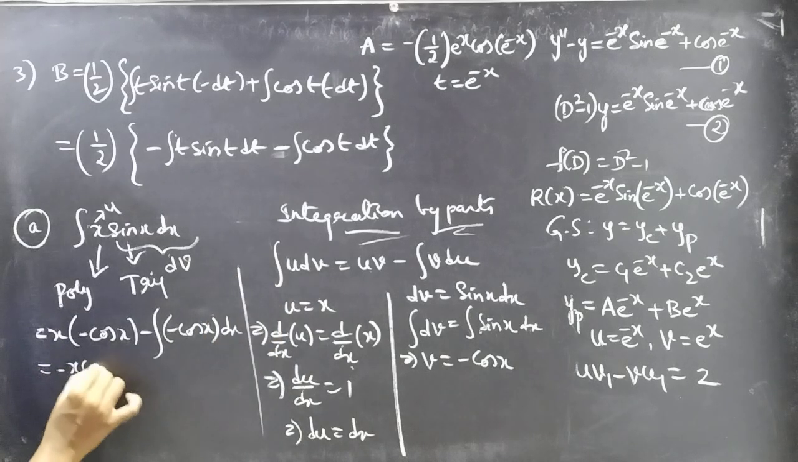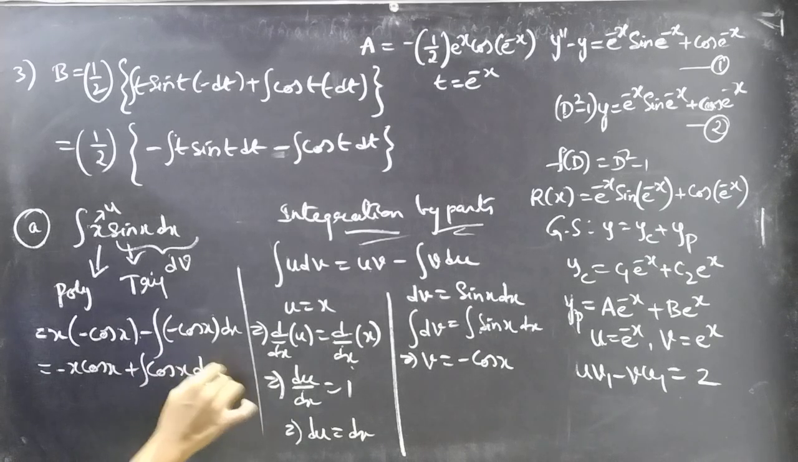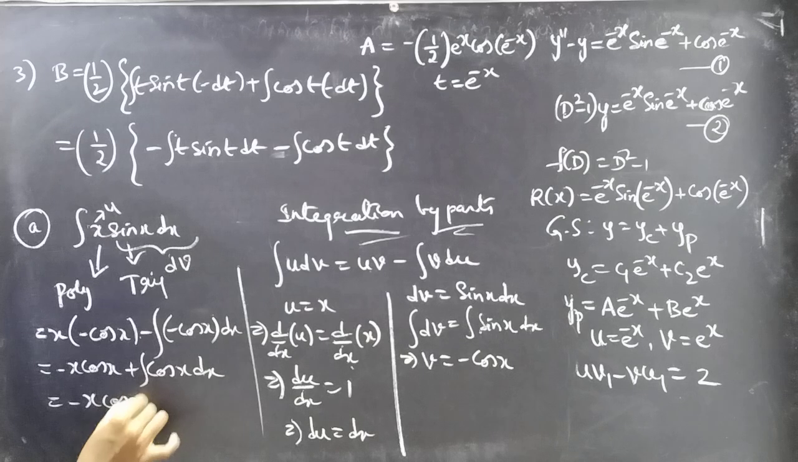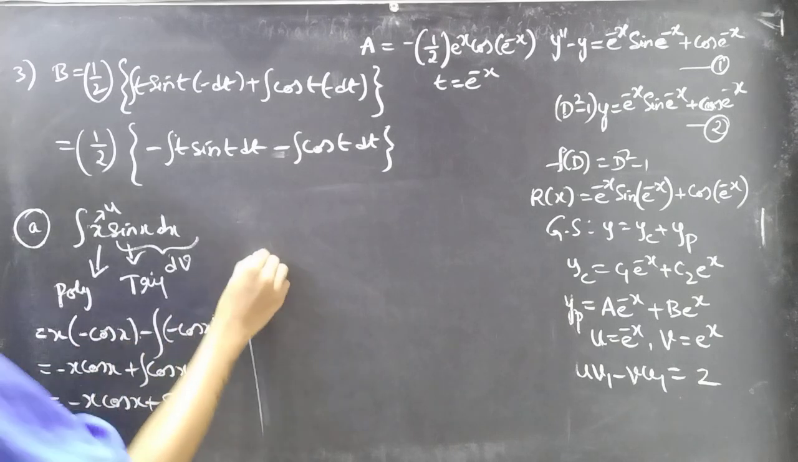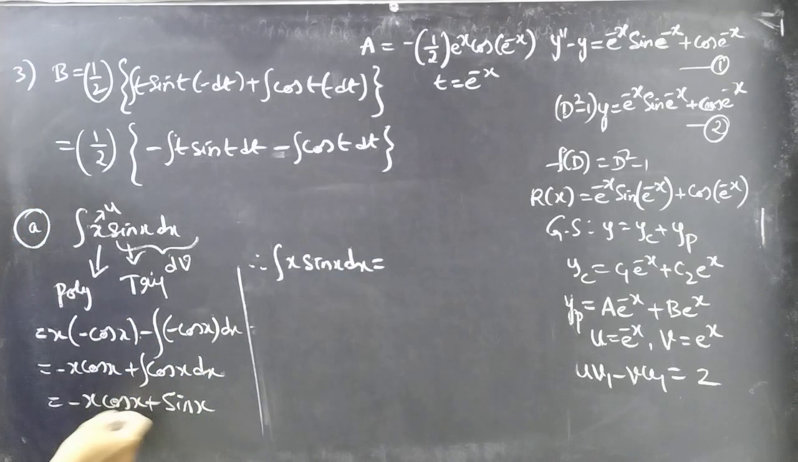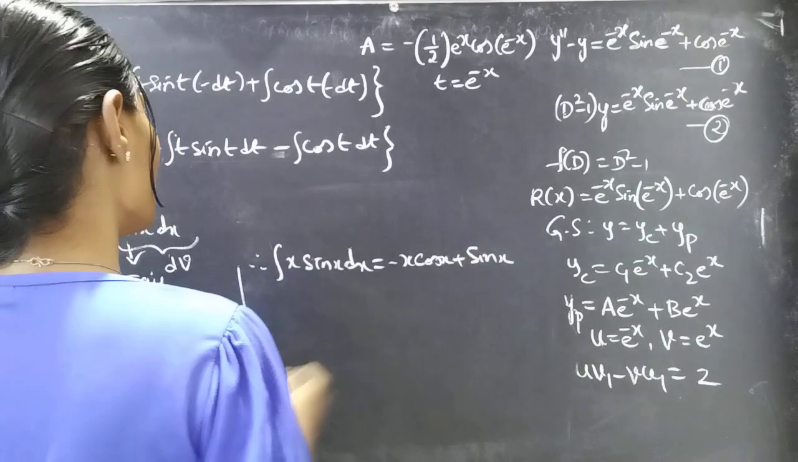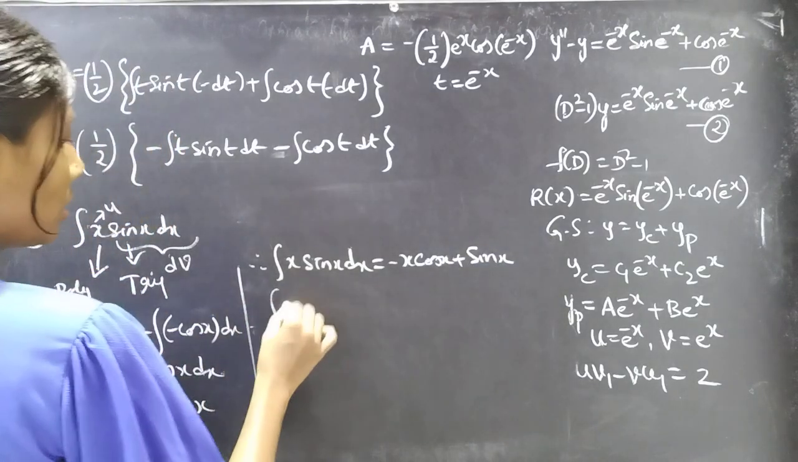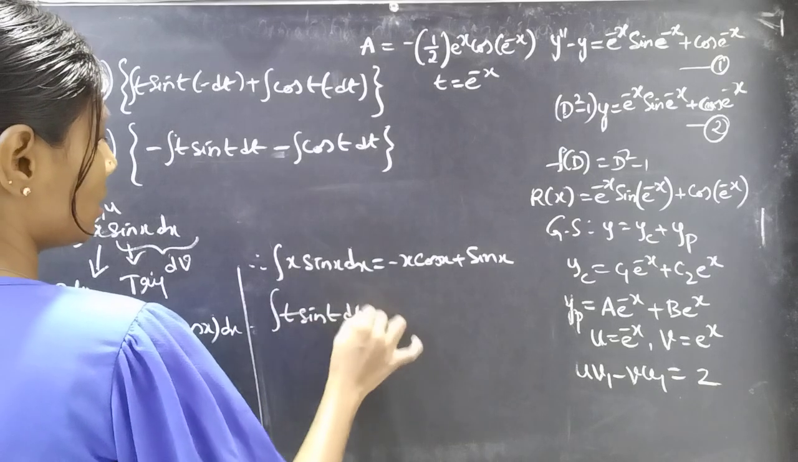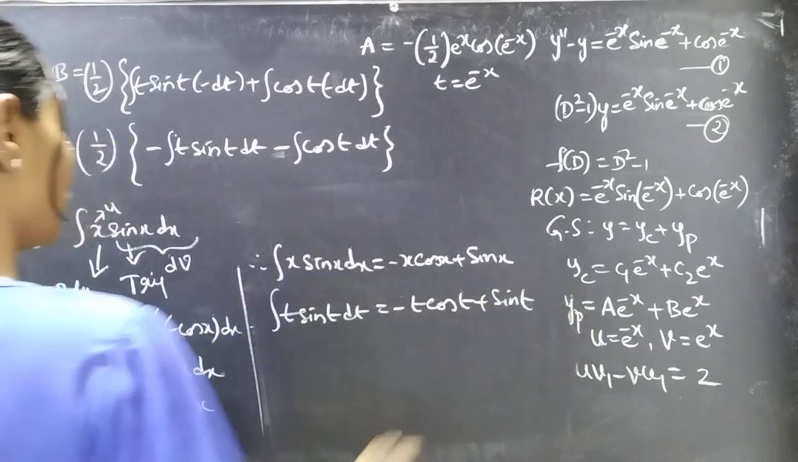This gives us minus x cos x minus into minus, plus integral cos x dx, right? Which gives us minus x cos x plus integral cos x dx, which is sin x. Therefore, integral x sin x dx equal to minus x cos x plus sin x, right? Now just replace x by t. We'll get integral t sin t dt equal to minus t cos t plus sin t, right?